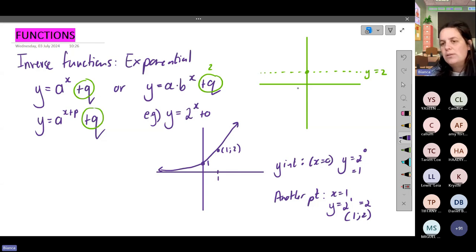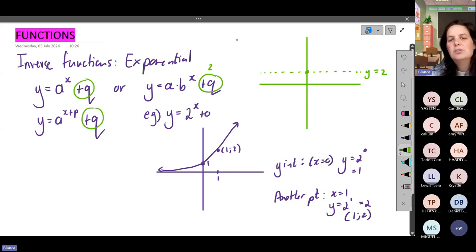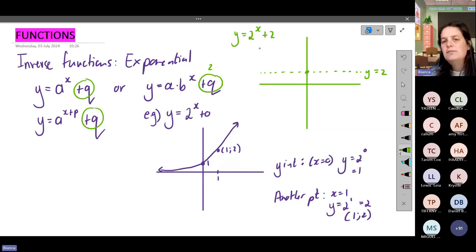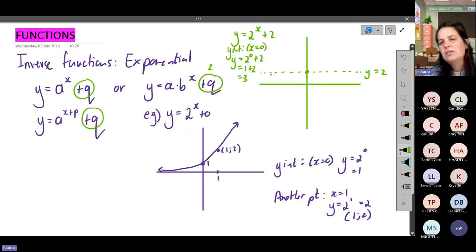Now let's look at the green one at the top here. Let's say that this equation is y equals 2 to the power of x plus 2. That plus 2 is the asymptote over there, the positive 2. Now you need to find once again a y-intercept. So how do you find the y-intercept of any function? You make x equal 0. So we're going to say y equals 2 to the power of 0 plus 2. 2 to the power of 0 is 1. 1 plus 2 is 3. So the y-intercept here is 3.